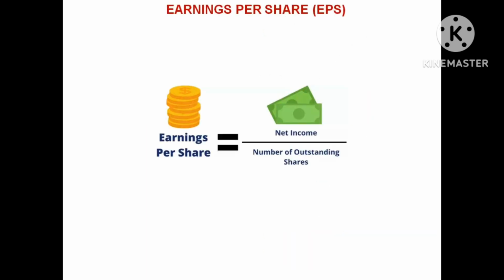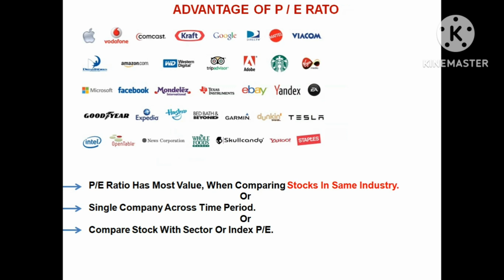How do we calculate the earnings per share? Earnings per share is nothing but the net income or net profit earned by the company over the quarter or over the period, divided by the number of outstanding shares. The main advantage of the PE ratio is that it has the most value when we are comparing stocks in the same sector, and we can track the company's performance with the PE ratio over a time period, and we can compare the stock's PE ratio with the index PE ratio if that stock is listed in any index.